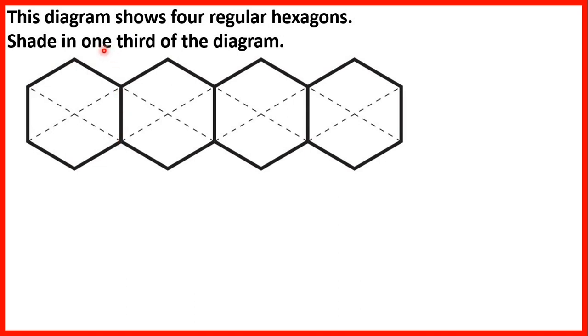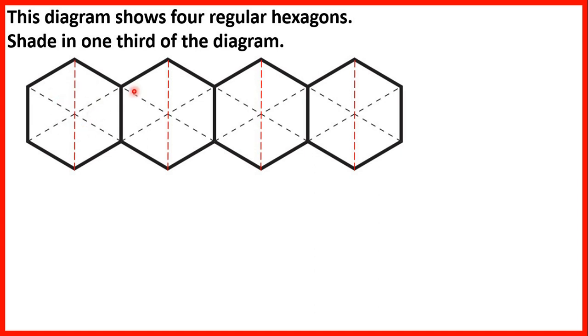Now we need to shade 1/3, but our hexagons haven't been divided or split into equal parts, because these parts at the top and bottom are twice as large as these parts at the side. So what we can do is draw a line down the middle of each hexagon so that we have a shape that's divided into equal parts.